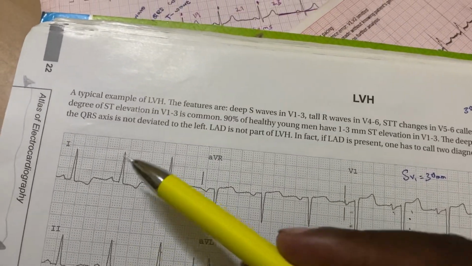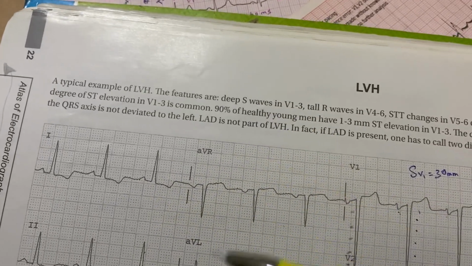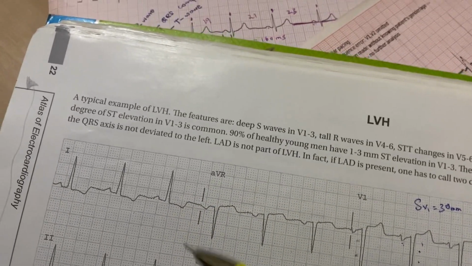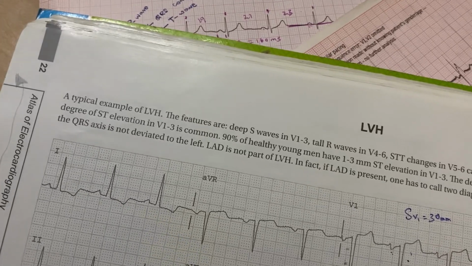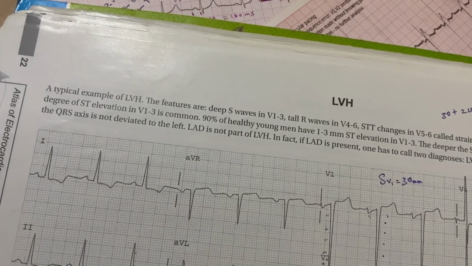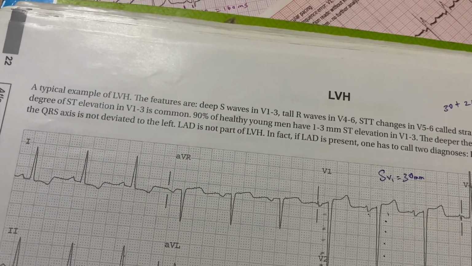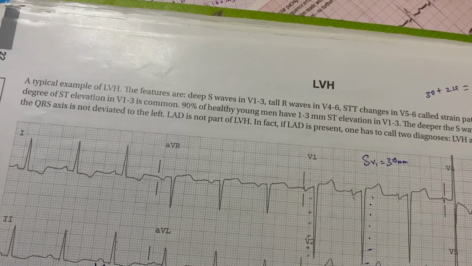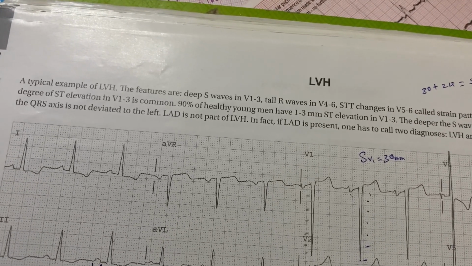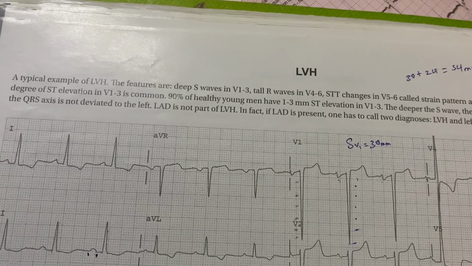This is 2, 1, AVL. So AVL, lead 1 shows the tallest positive, lead 2, probably around the normal axis. The axis is a bit normal, it's still normal. This one we don't have axis deviation.